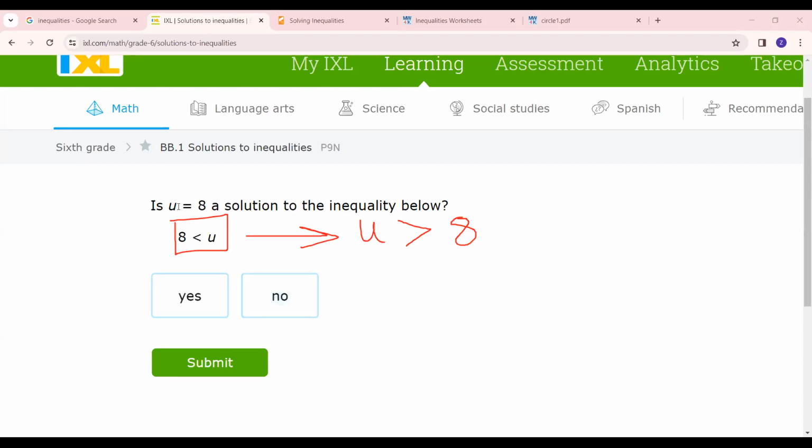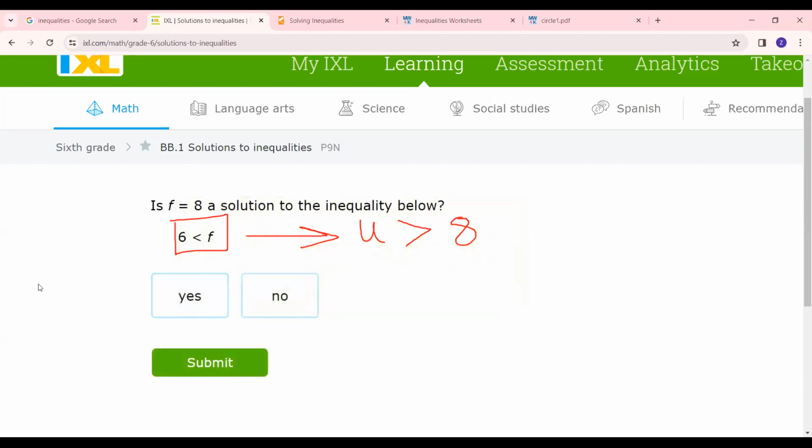It's not a solution because 8 is not bigger than 8. 8 is equal to 8. So when we say U is greater than 8, we cannot include 8. So the answer is no. Let's move on to the next one.